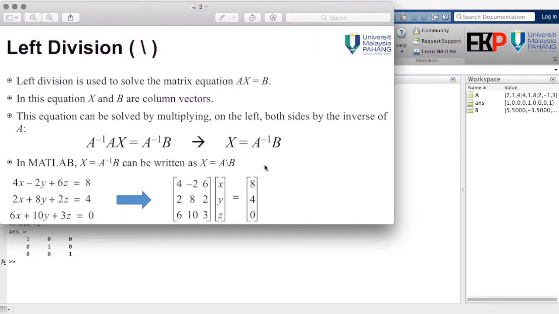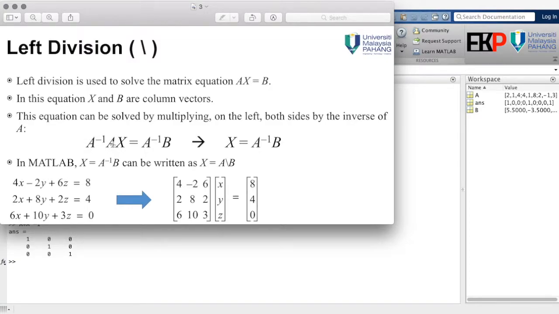So the first one is left division, where the division begins from top left going down. It is used to solve the matrix equation of AX equals B. In this equation, X and B are column vectors, and this equation can be solved by multiplying the inverse of matrix A on both sides. So we have A inverse multiplied with AX equals A inverse multiplied with B. So in the end, we will get X that is equal to inverse of A multiplied with B.